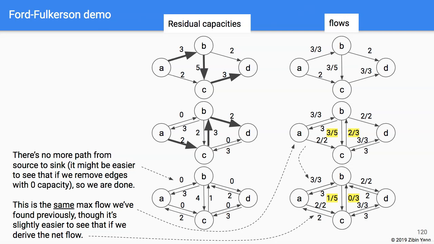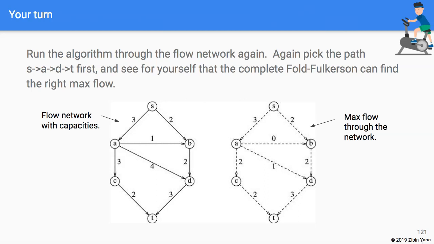But anyway, if you think you understand it, then you should try this complete algorithm again on the same network. But as we did last time, you should pick the path S-A-D-T first, which did not give you the max flow previously, but now run it through the complete Ford-Fulkerson algorithm and see that it will eventually lead you to the max flow that looks like this.